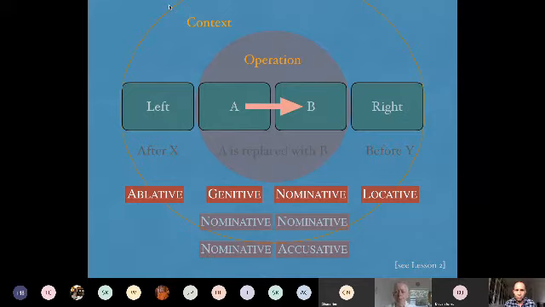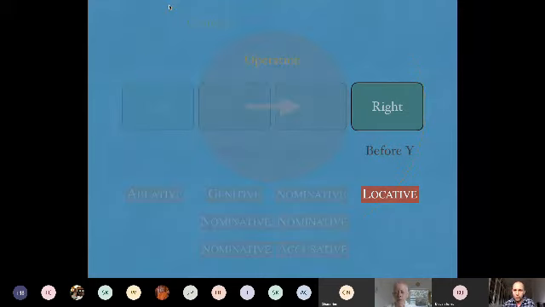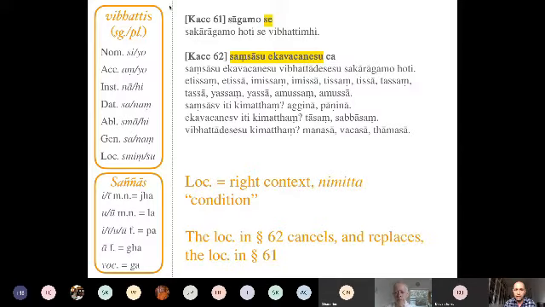For the left context, that means expressing after X item, we use the ablative, but when we use the locative, that means right context, and we have to translate it before Y or before that item. So here, se means before sa, and samsasu ekavachanesu means before sam and sa when they are singular. So you can see that one locative has cancelled the other one. So samsasu ekavachanesu has cancelled se.